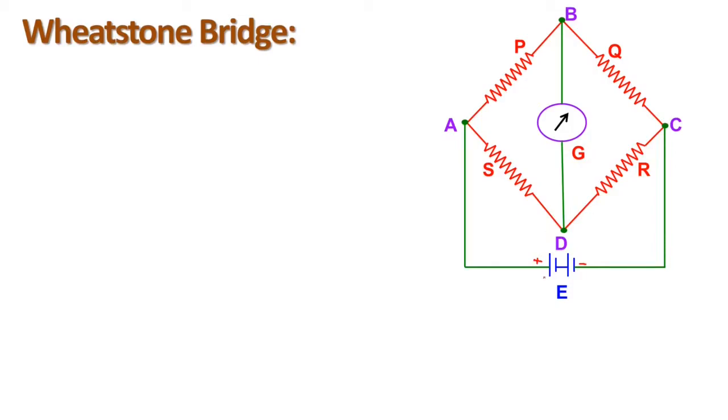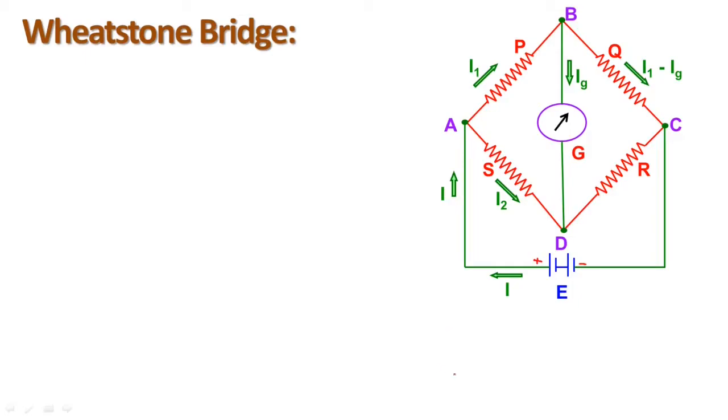The current I drawn from the source E at the junction A is divided into two parts. I1 is the current through resistance P and I2 is the current through resistance S. The current I1 gets divided at point B. Current Ig flows through galvanometer G and I1 minus Ig current flows through resistance Q.